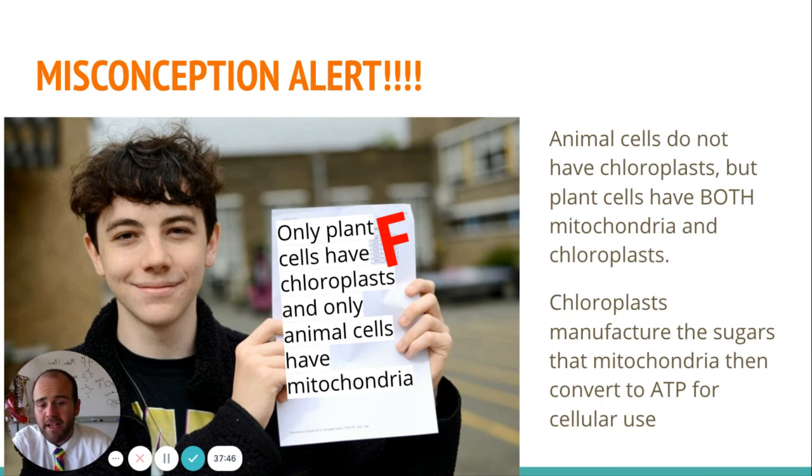And so chloroplasts are manufacturing sugars that mitochondria will convert to ATP. So if we want to get some of that sweet, sweet sugar, we got to eat it. Whereas plants, they can just make it. It's pretty cool.